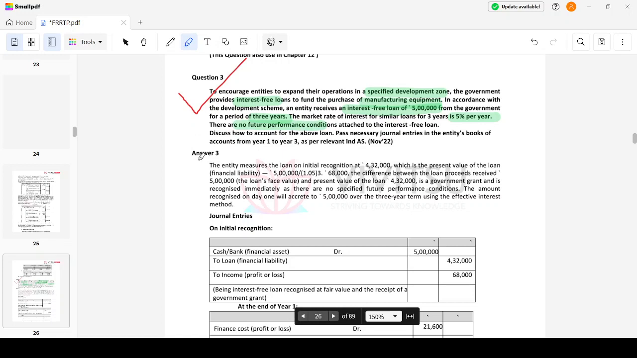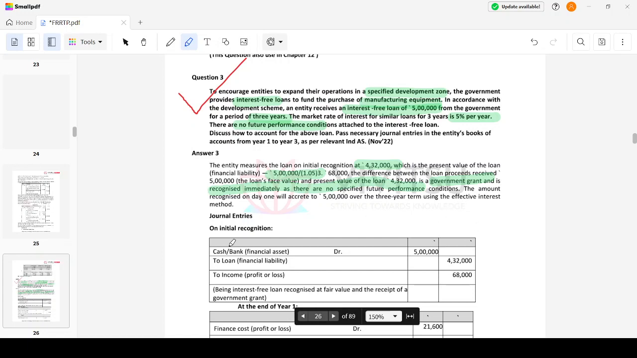The entity measures the loan on initial recognition. I have to do the discounting at 1.05 raised to the power 3, right? 5 lakh divided by 1.05 raised to the power 3 would result in 4 lakh 32,000. The difference, 68,000, would be treated as government grant, and it is recognized immediately as there are no further conditions.